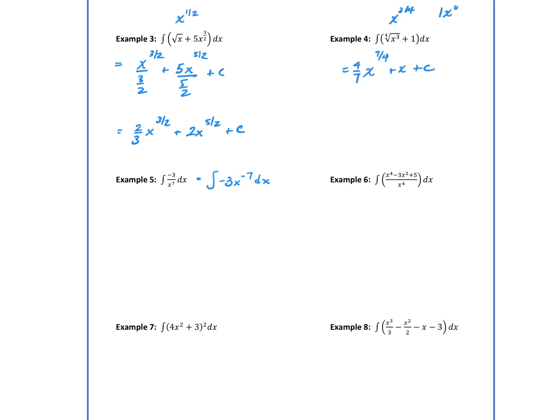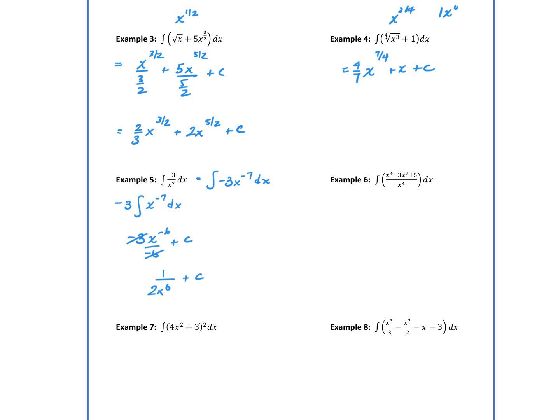I'm a huge fan of taking out constants. Try to get in the habit of doing that. So this really is -3 times the integral of x to the -7 dx. So it's -3. Raise it up by 1, you get x to the -6 power over -6 plus c. So we're going to get, so this becomes a 1 and a 2. So it's going to be 1 over 2x to the 6th power plus c.